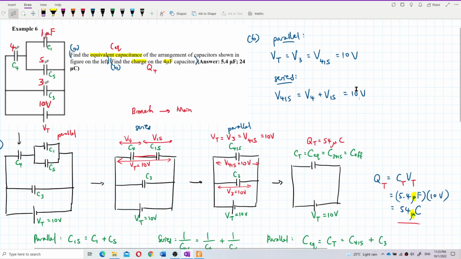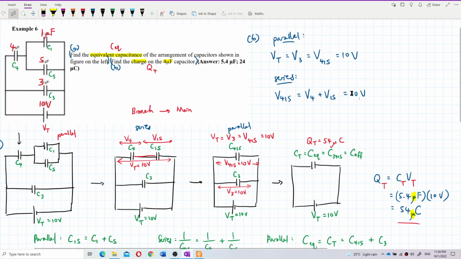Now how to continue? I don't think I can continue from here. I just know the relationship, but I want to find the Q4, and I cannot know the V4 from here, so I'm stuck. If I cannot do it from voltage, I do it from charge. Understand?